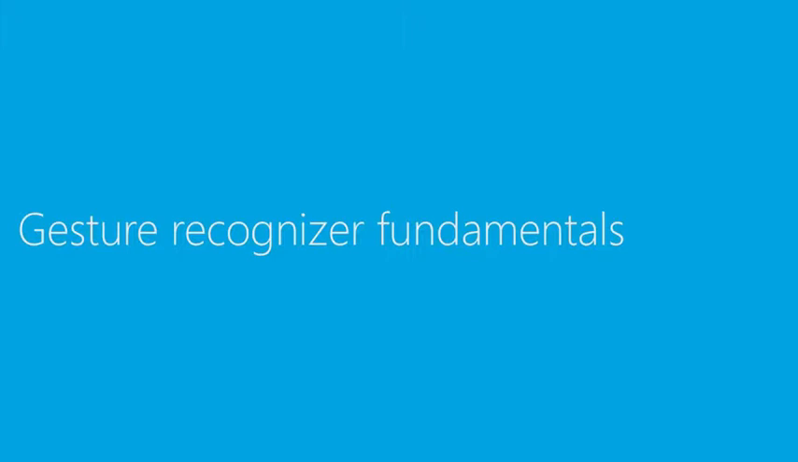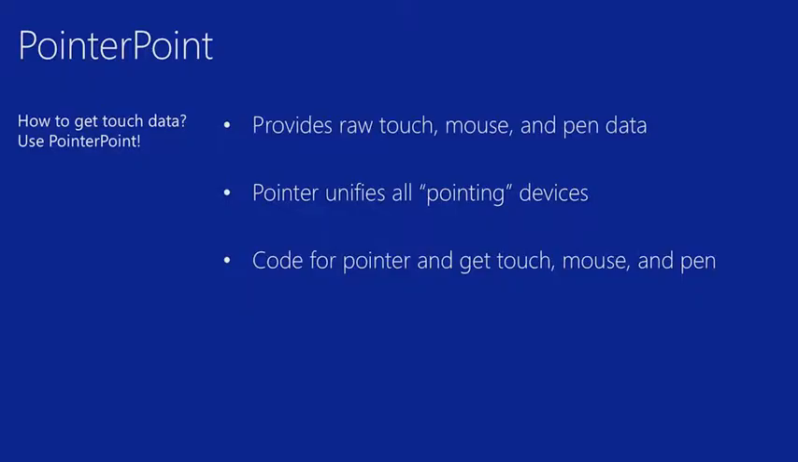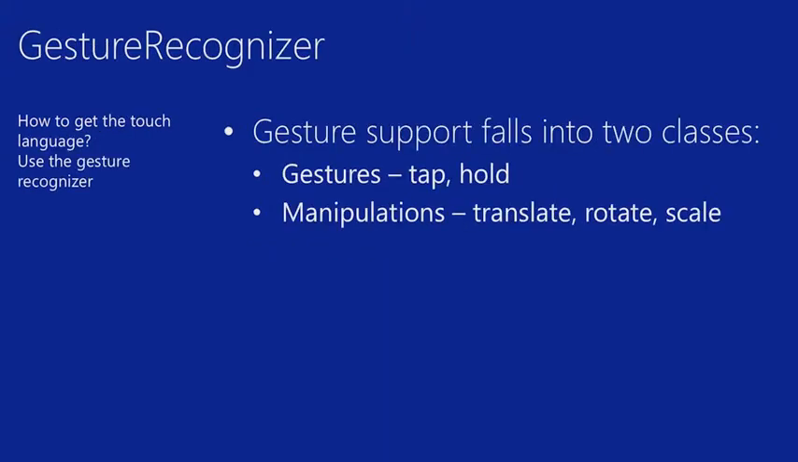Now, in order for it to do that analysis, you have to feed it pointer information, so raw input. The way you get access to that input is via pointer point. Pointer Point was introduced in Windows 8 as a way to unify the different pointer devices. What this means for you is you can code for Pointer, and you'll get an experience where touch, mouse, and pen all just work. Now, Pointer has all of the data that is common across devices, but if you want to go beyond that, you can access input-specific properties in order to make your app shine for that type of input.